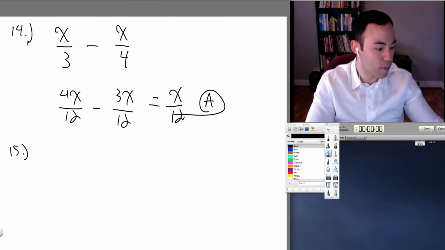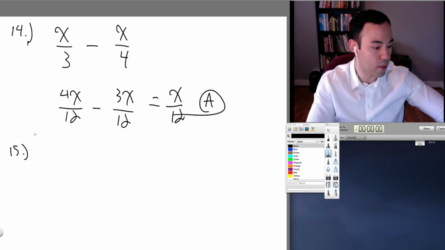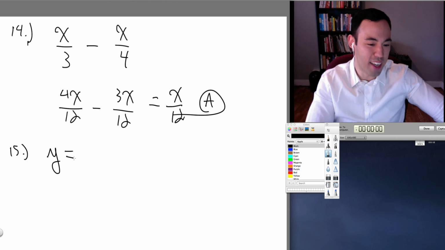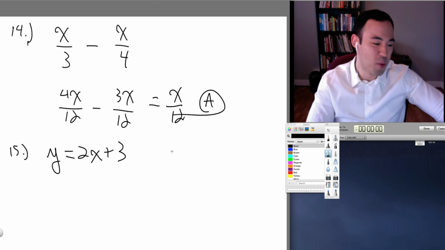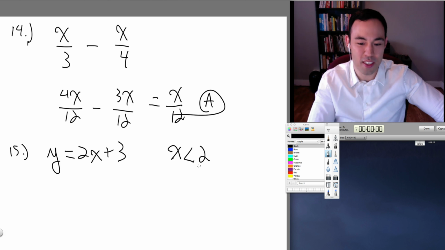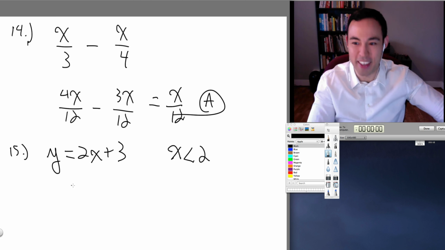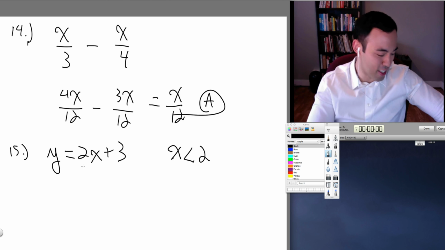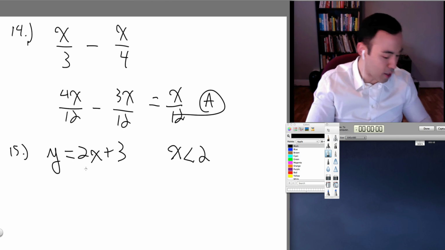Number 15, if y equals 2x plus 3 and x is less than 2, which of the following represents all the possible values for y? I just remembered something. I had a student once solve this in a really creative and fun way that I'm going to show you. First, I'll show you the formal way. But I remember we were working side by side through this test, and I think he solved this problem faster than I did with this neat trick that he had. But first, let's go ahead and do this the formal way here.